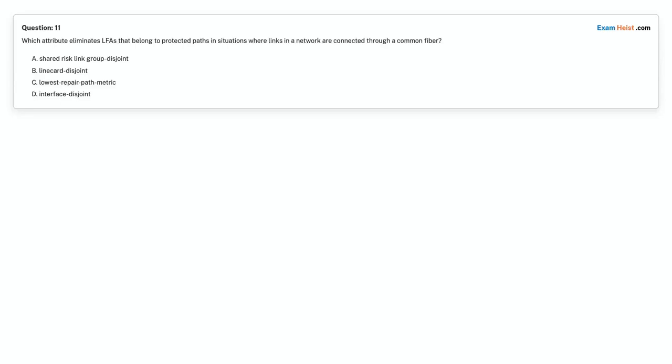Question 11. Which attribute eliminates LFAs that belong to protected paths in situations where links in a network are connected through a common fiber? Option A. Shared risk link group disjoint. Option B. Line card disjoint. Option C. Lowest repair path metric. Option D. Interface disjoint.